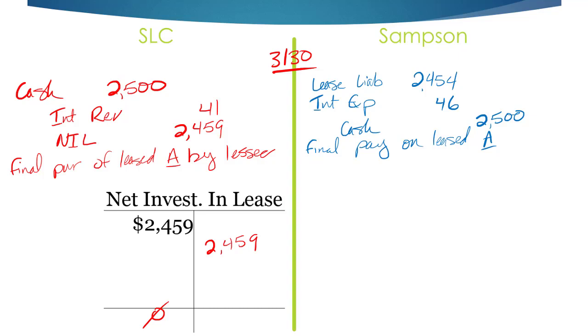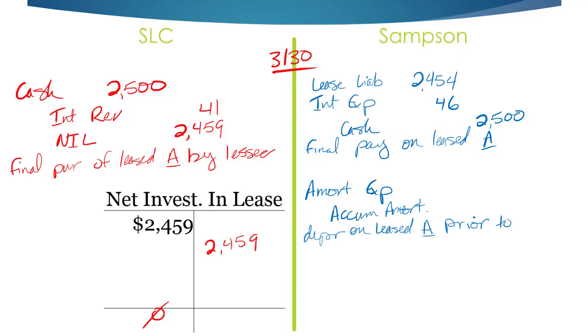But as far as Sampson is concerned, there's one more step. You see, they've been accounting for this as a right-of-use asset with amortization instead of depreciation. So we need to get it out of the right-of-use assets, get rid of the amortization, and get the balance of it into a normal PP&E account, machinery, equipment, etc. So the first thing we need to do is record the last of the amortization because 3 more months have passed. So amortization expense and accumulated amortization, and this is depreciation on leased asset prior to transfer.